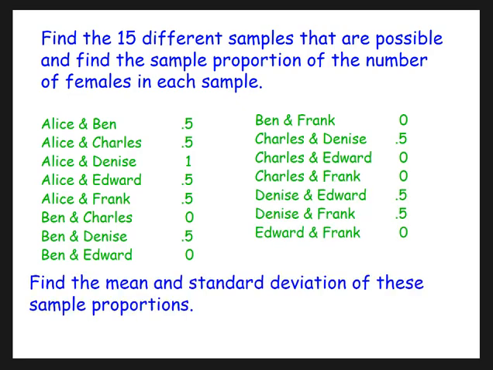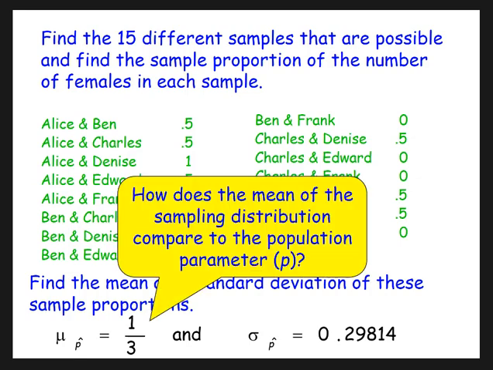If we take the average of all those, the mean of those sample proportions, we're going to get 1/3, which is equal to the population proportion, 1 out of 3. The standard deviation, however, is a little different. We're going to look at how we find that in just a second.